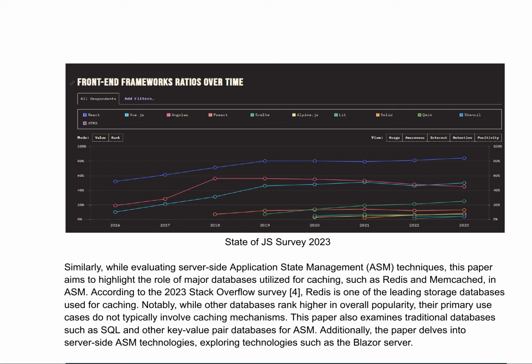According to the 2023 Stack Overflow survey, Redis is a leading storage database used for caching, while other databases are more commonly used for primary use cases that do not typically involve caching mechanisms. The paper also explores traditional databases such as SQL and other key-value pair databases for ASM, as well as server-side ASM technologies like the Blazor server.